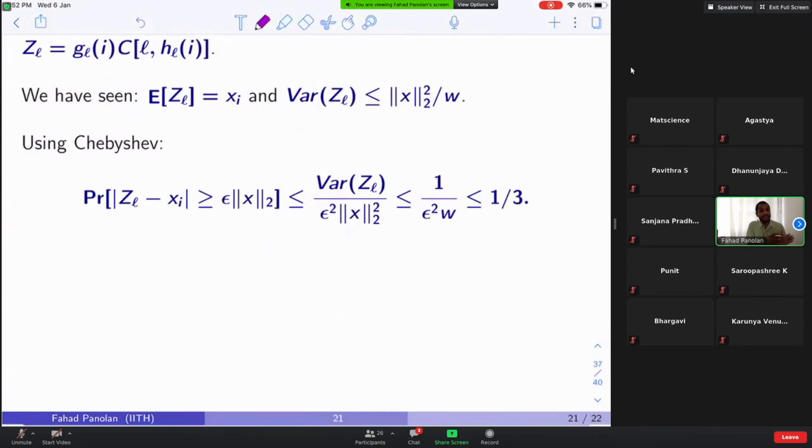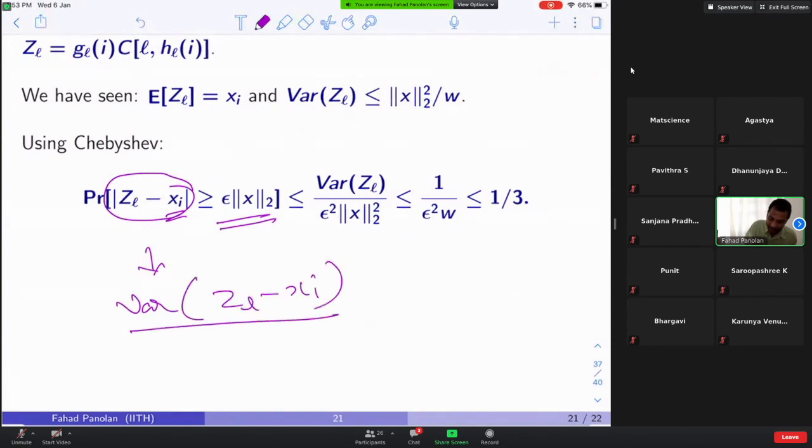By Chebyshev, the probability that ZL deviates much from its expectation Xi, in other words, ZL minus Xi is more than some quantity, which I set to be epsilon times the L2 norm of x, is at most the variance of ZL minus Xi divided by this square, epsilon square.